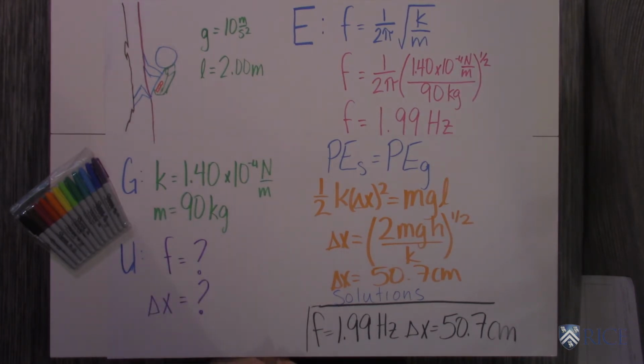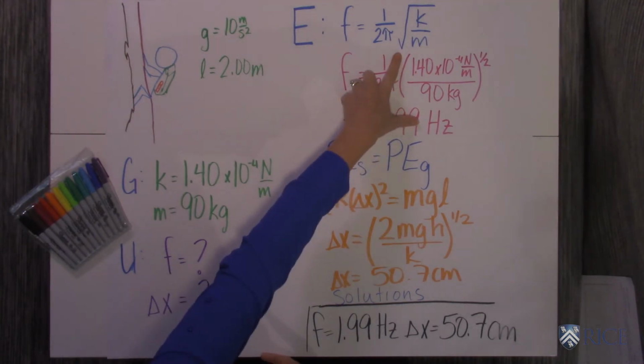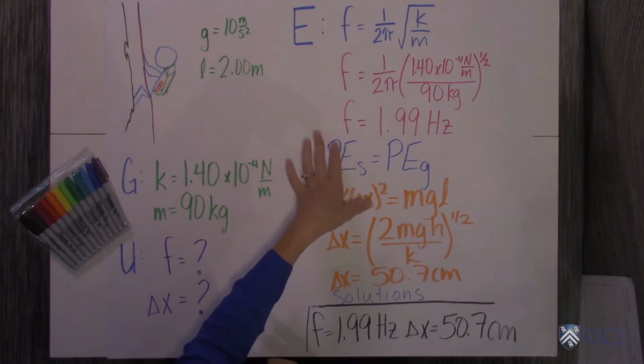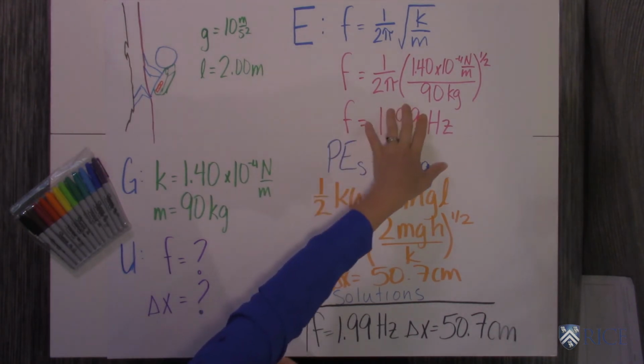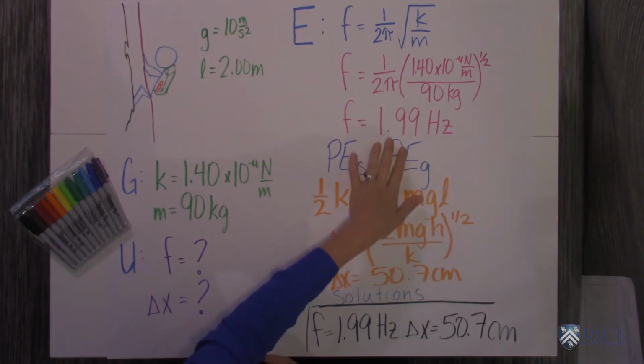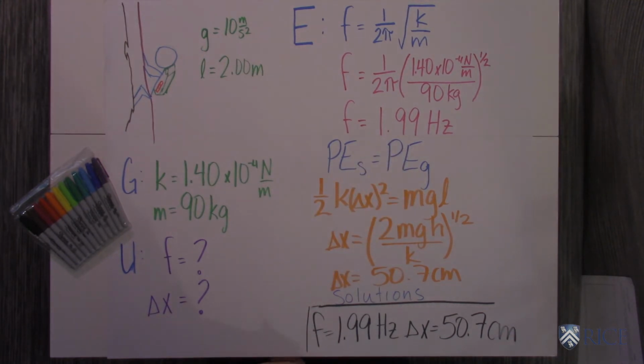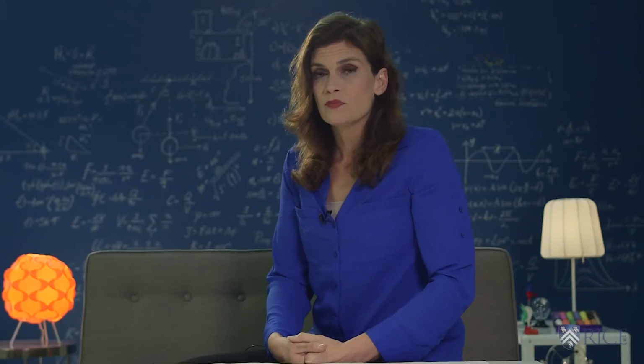So we know our formula for frequency in a spring, in an oscillator, is 1 over 2 pi times the square root of k over m. So you plug in your variables to that right here, and you get that the frequency of his bounce, or his oscillation, is 1.99 hertz, right? Or about 2 per second. So that's kind of cool.